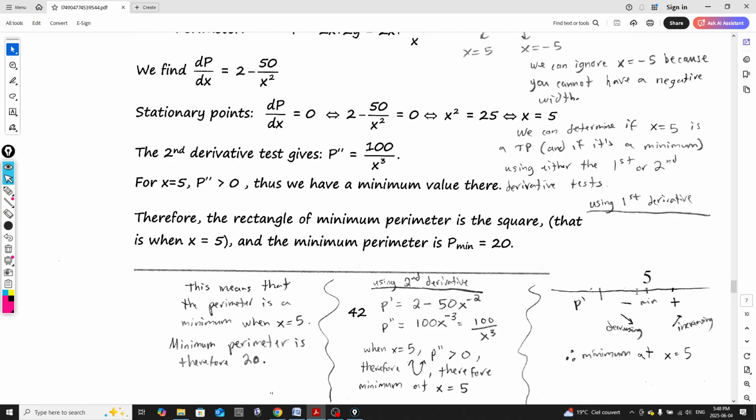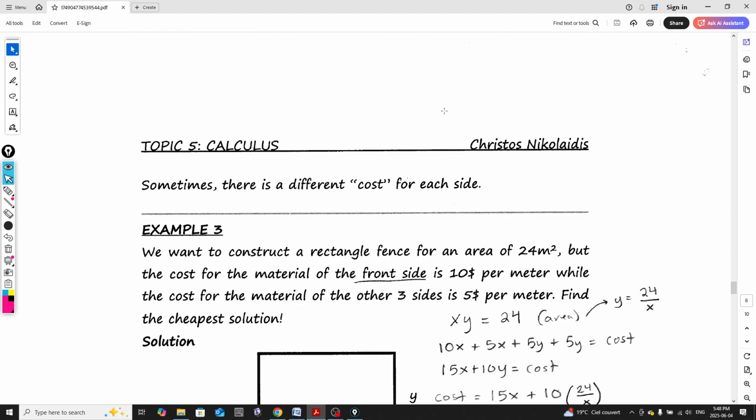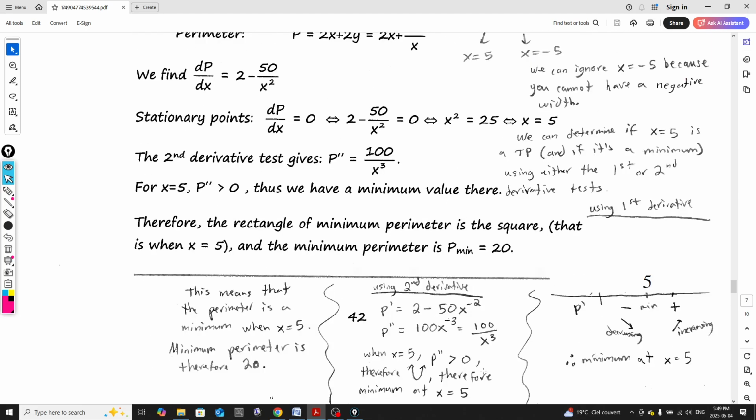So we see that the graph is decreasing before x equals 5 and increasing after x equals 5. That means you've got a minimum at x equals 5, so x equals 5 does yield a minimum for the perimeter. You could have also used the second derivative test.